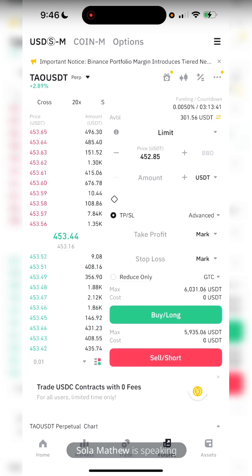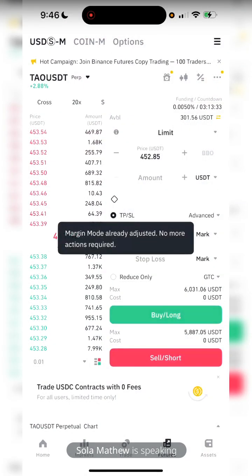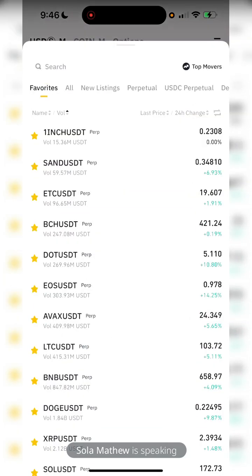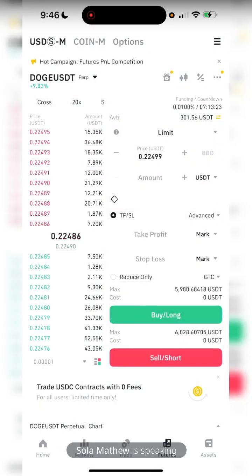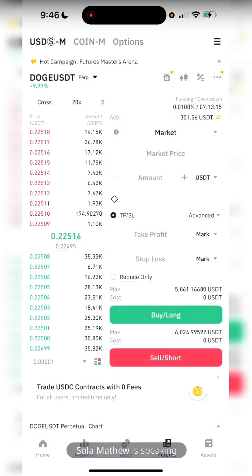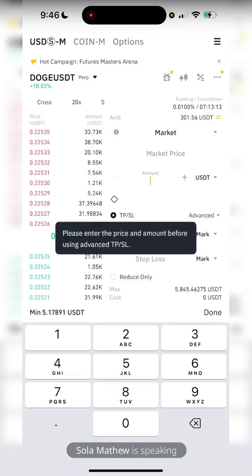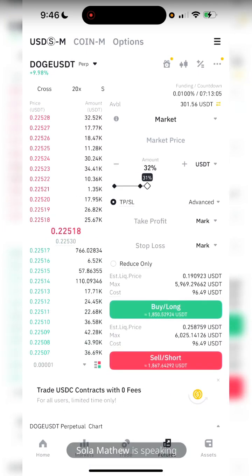So the way they do it is the same thing. They have cross, they have isolated. Cross is where, for example, let's say you want to pick a trade on this TAO USDT, or if you are searching for any trade, you just come here and search for it. We have DOG USDT, for example. This is also where you change the limits. You also have market order. You have limits. Let's put this one as limit, for example. They also have advanced. They say please enter. So for example, let's say I want to trade with this amount now.